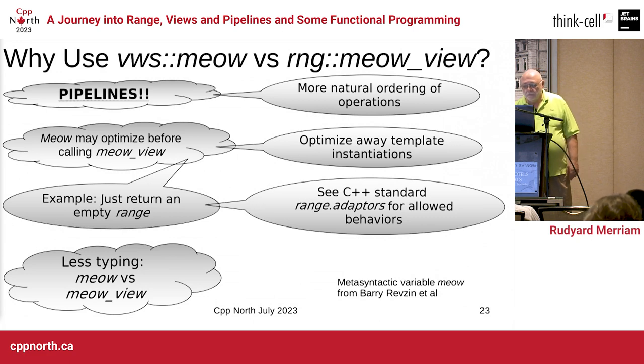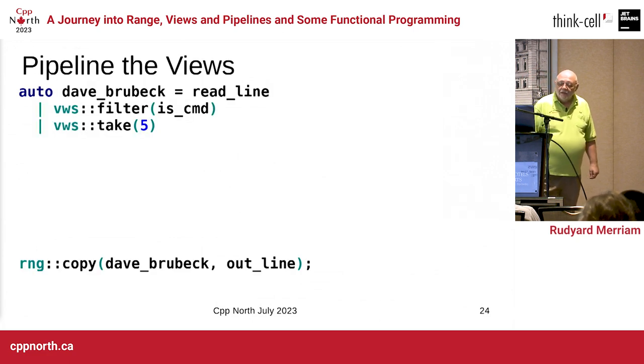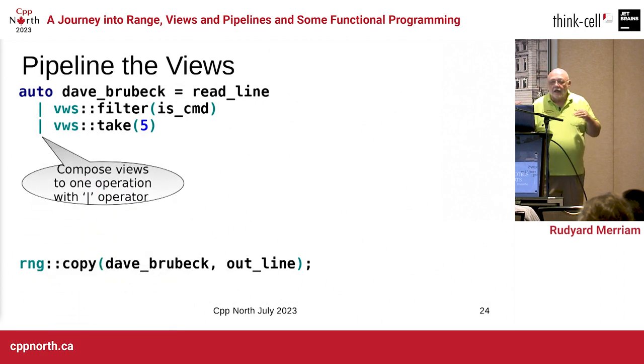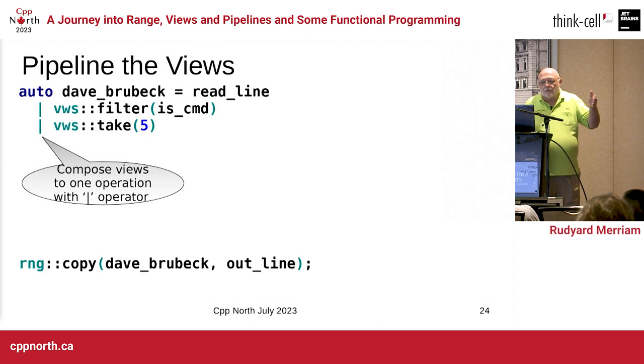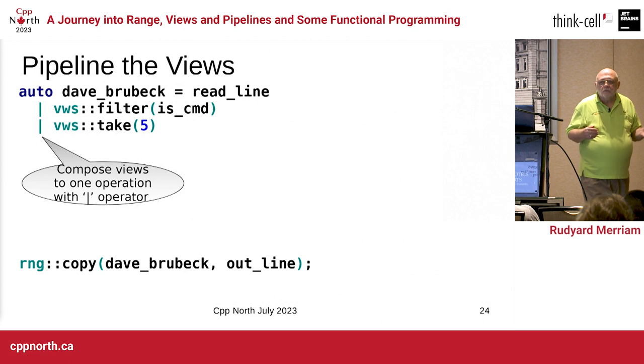So how do we do a pipeline? That's the next step. We have our read line, we have our filter, we have our take. These are saved off into Dave Brubeck. This is a composition. We've taken all these algorithms, these functions, and put them into a new function, basically. We compose them into one operation with the pipe operator, which is also known as the OR operator. We're overloading the OR operator, just like we do with IO streams. If you write an IO stream for a class, we're using the symbols for those operators.